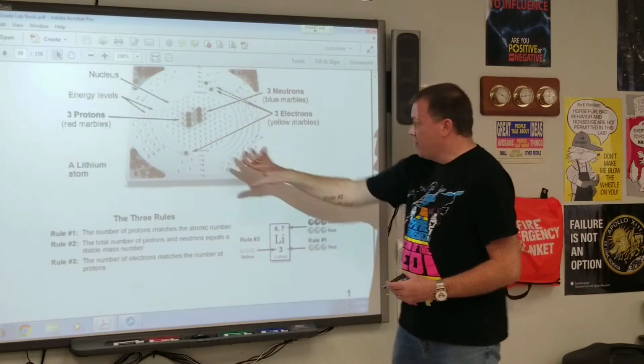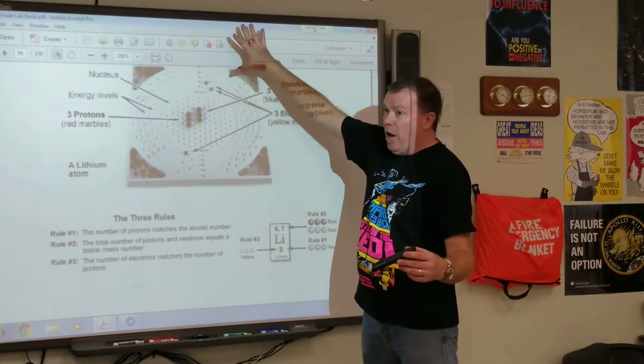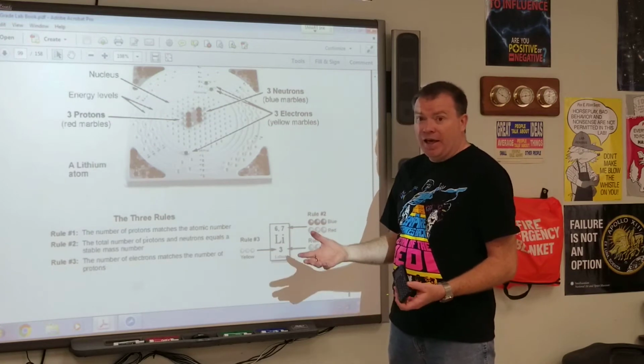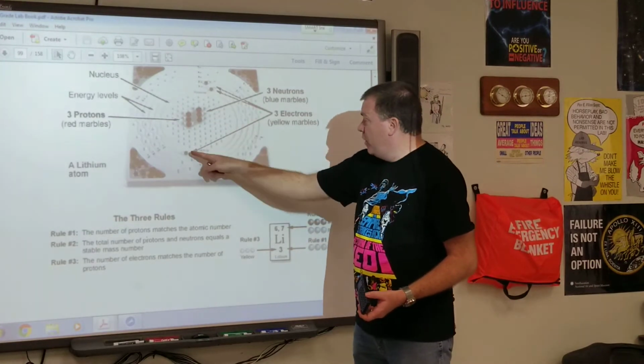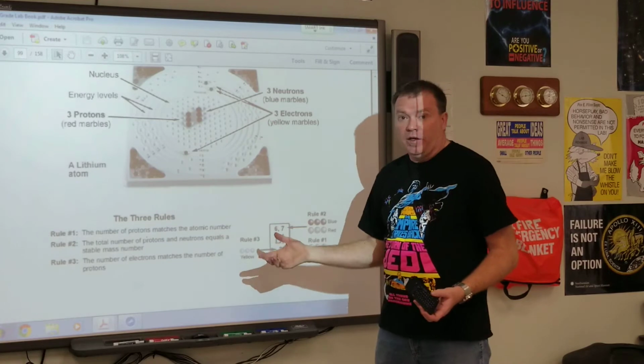All right. You have to fill the rings going from the inside out. So if I had 10 electrons, I would have 2 in the first ring, and then the other 8 would be in the second ring. All right.